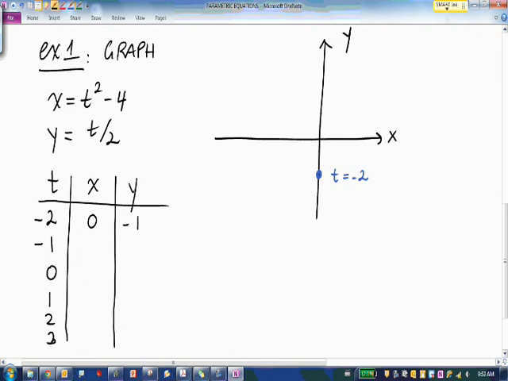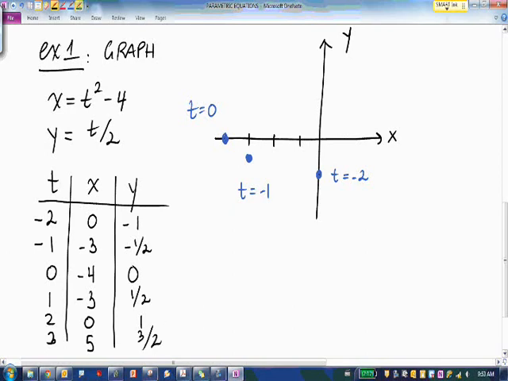At time equal -1, you're at (-3, -1/2). So, roughly speaking, let's try to make this a little bit accurate. You're at (-3, -1/2), so you're roughly here. I'm just going to label that t equal -1. At 0, if you plug in 0, you're at (-4, 0). So you're over here. I'm going to label that t equals 0. And then if you work out the rest, we'll just go ahead and write it down. You're at (-3, 1/2). Then you're at (0, 1). And then you're at (5, 3/2).